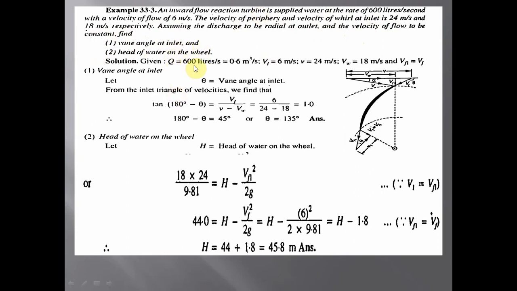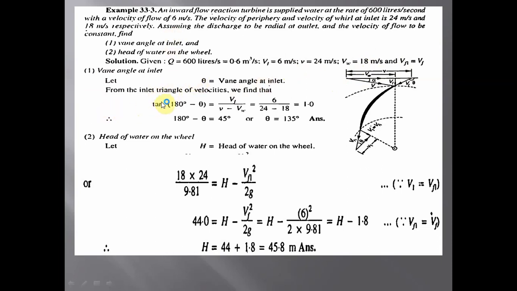So given: Q equals 600 liters per second, that is 0.6 meter cube per second. Vf is equal to 6 meters per second. V equals 24 meters per second, Vw equals 18 meters per second, and Vf1 is equal to Vf. First, the vane angle at inlet. Let theta be the vane angle at inlet.